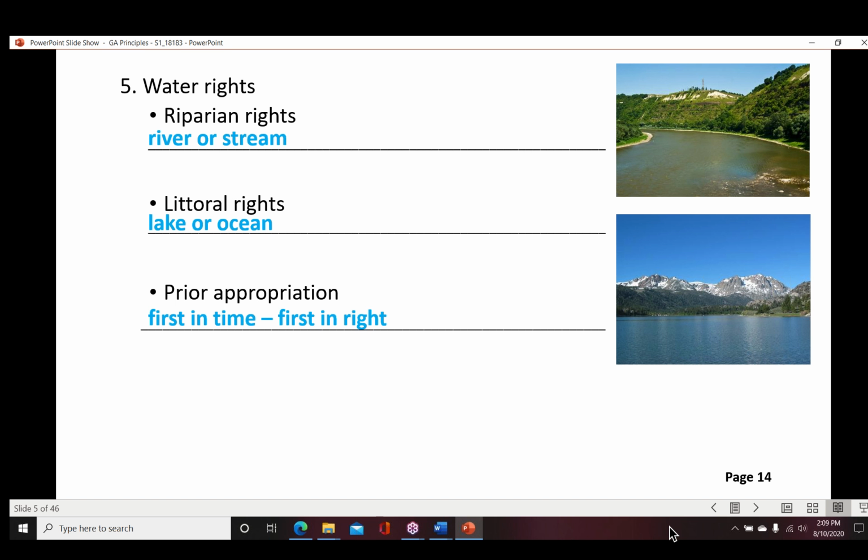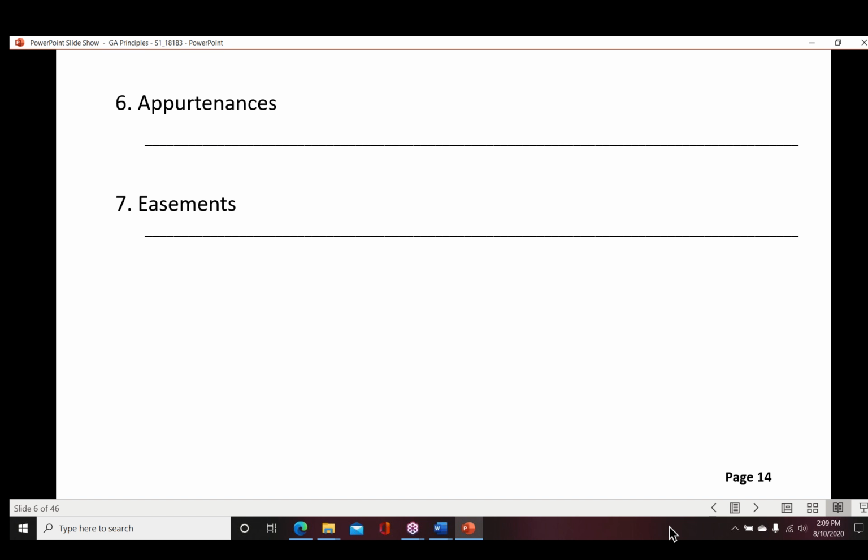So that is your third type of appurtenance. And then notice they've got the word appurtenance right here, and I told you it was out of place. All right. I've already given you a definition for appurtenance.